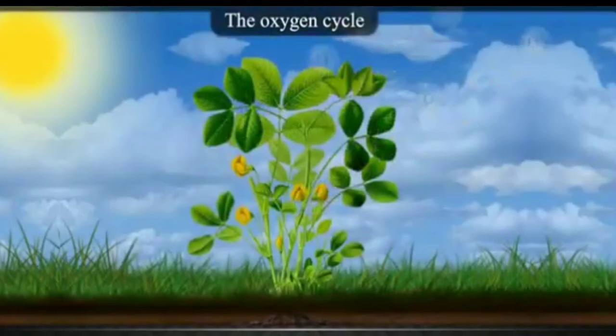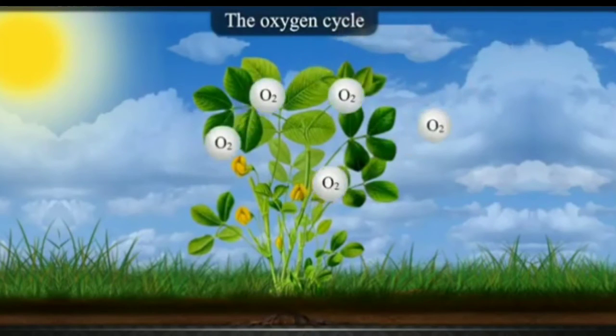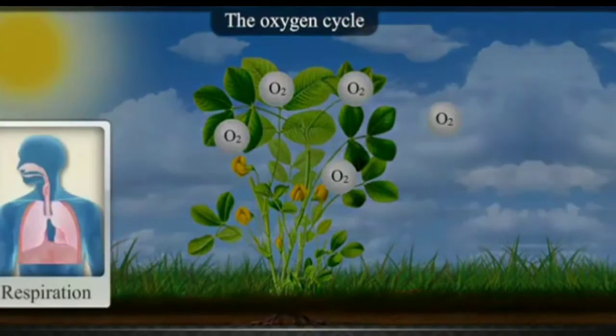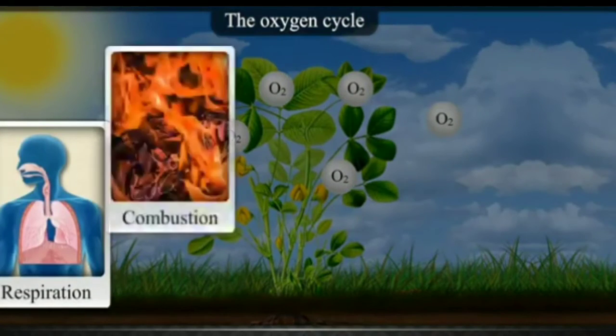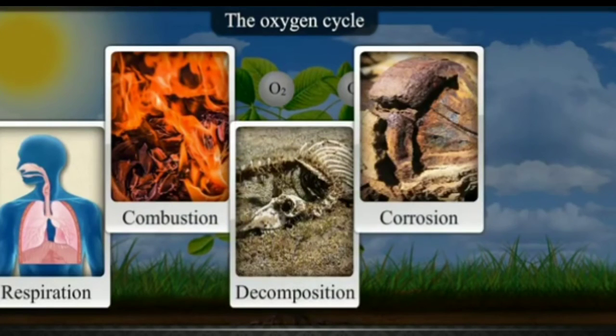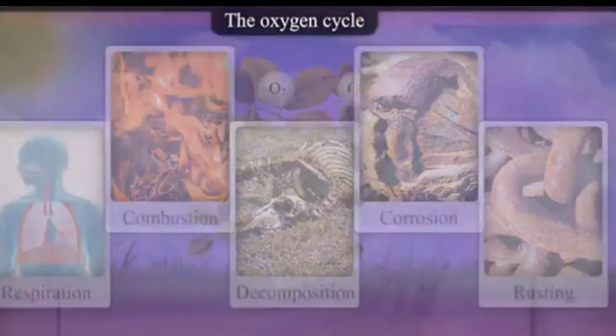Oxygen is released in the process of photosynthesis. We know this. Whereas it is used up in processes like respiration, combustion, decomposition, corrosion, rusting, etc. Understood, children?